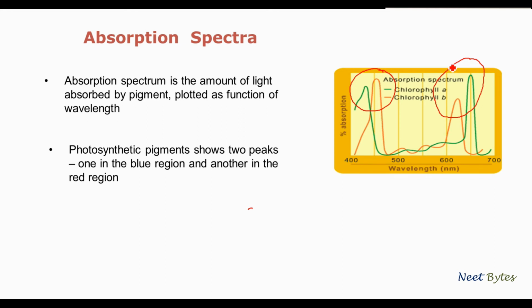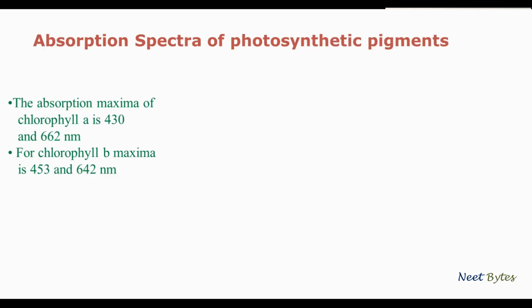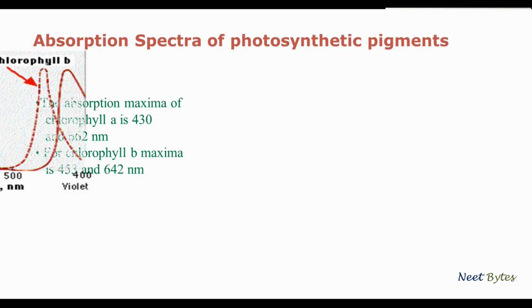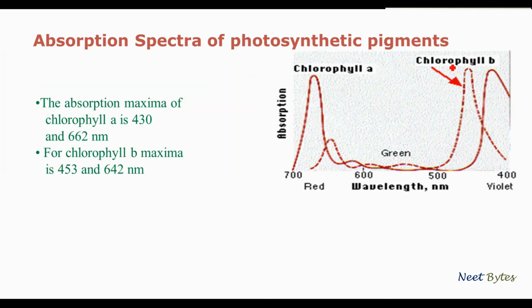Now the absorption spectra of different pigments are different, and each has some range. For instance, chlorophyll A and chlorophyll B have two absorption peaks, one in the blue region and second in the red region. So chlorophyll A absorbs light below 450 and above 650, okay? Even within that they have a very specific range. The absorption maxima of chlorophyll A is 430 in the blue region and 662 in the red region, okay? For B, the maxima are 453 and 642, right?